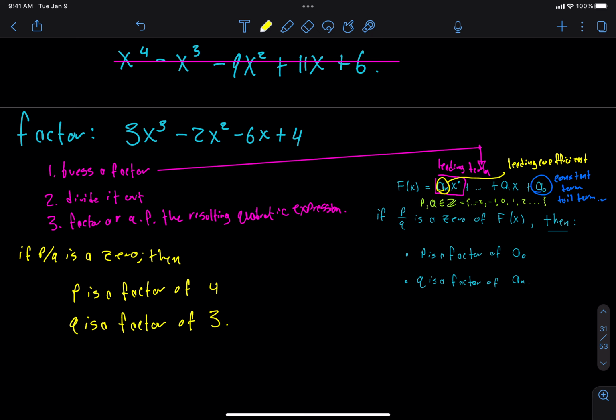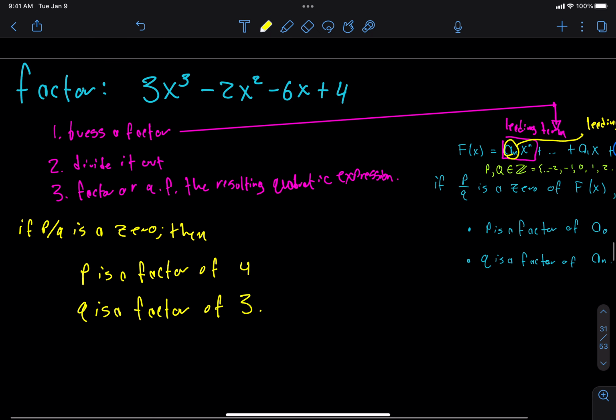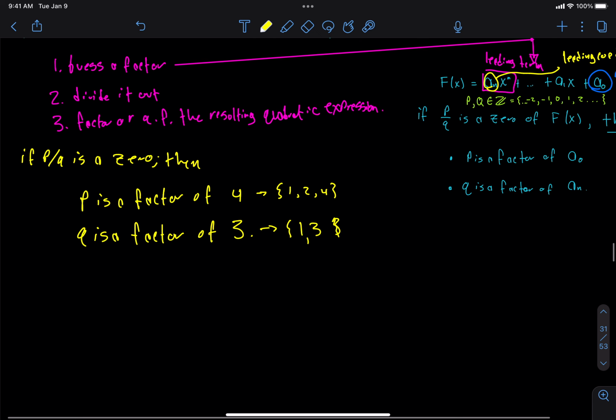So let's see what kind of numbers we can make. If P is a factor of 4, that means it's going to be a number like 1 or 2 or 4. Those are the factors, right? And what are the factors of 3? 3 and 1. Yeah, just 3 and 1. So we can make a bunch of numbers here, okay?